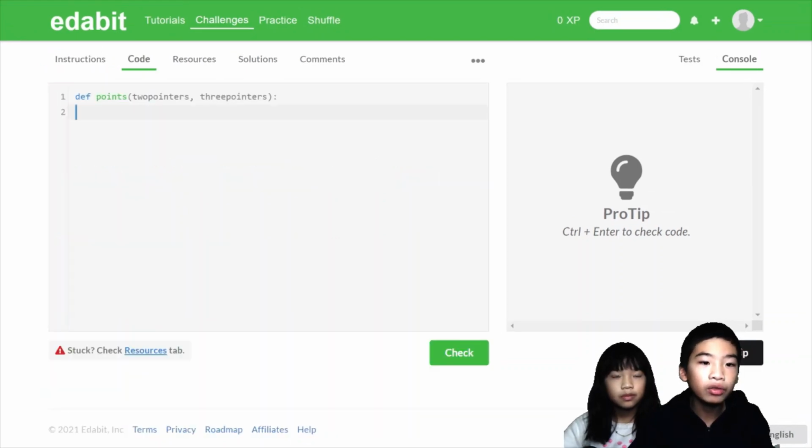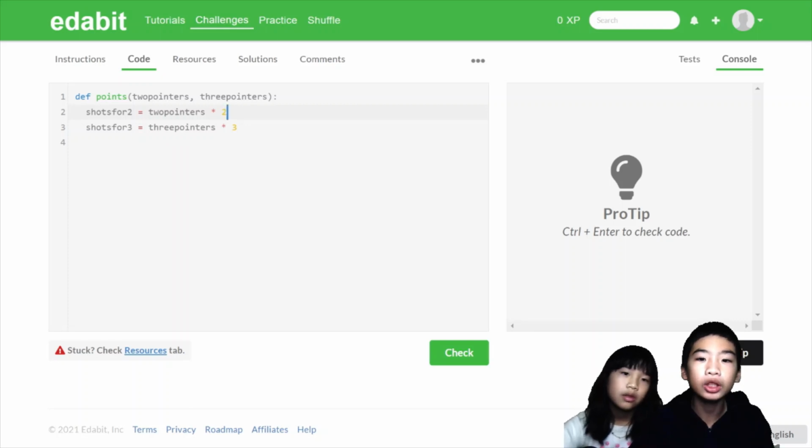First we have a function called points with 2 variables, 2 pointers and 3 pointers. The first number will be 2 pointers, which is 2 points, and the second number will be 3 pointers, which is 3 points. First we're going to calculate how many points for each kind of shot. We're going to create a variable called shots for 2 equals 2 pointers times 2, because each 2-pointer you make is 2 points. Then we do the same for 3 pointers: shots for 3 equals 3 pointers times 3.